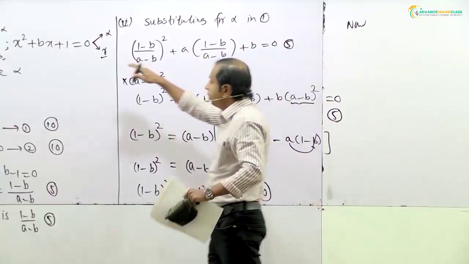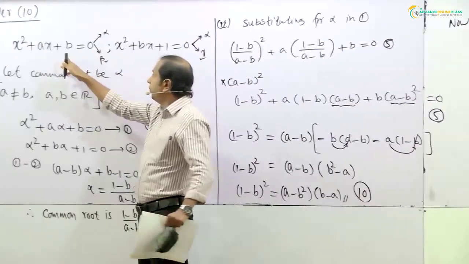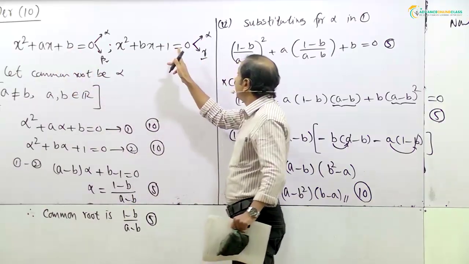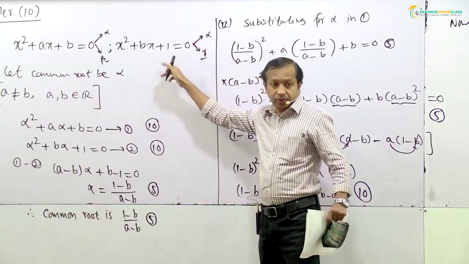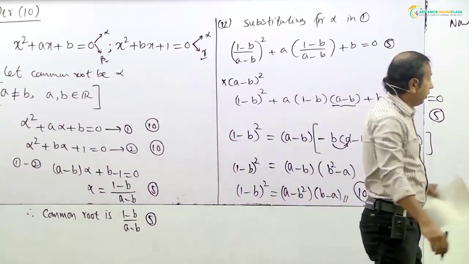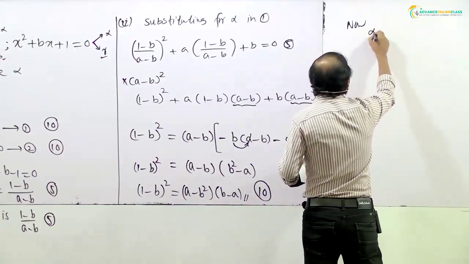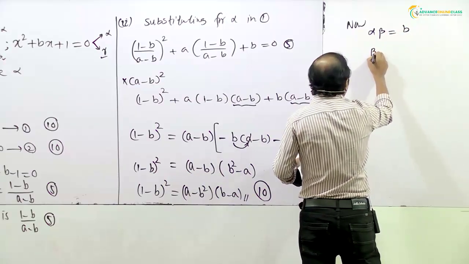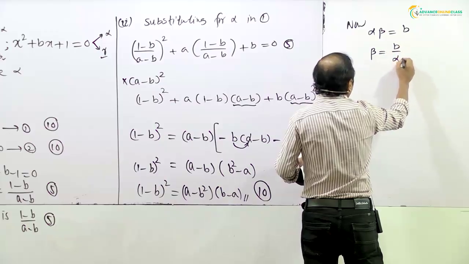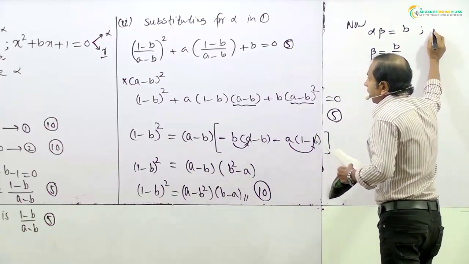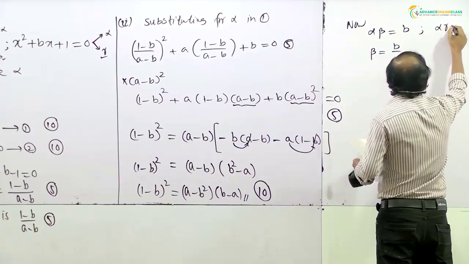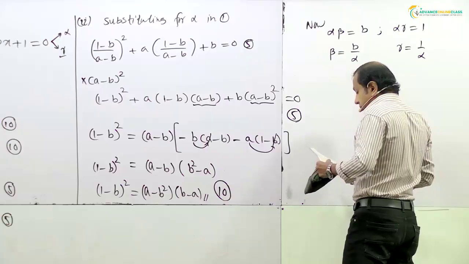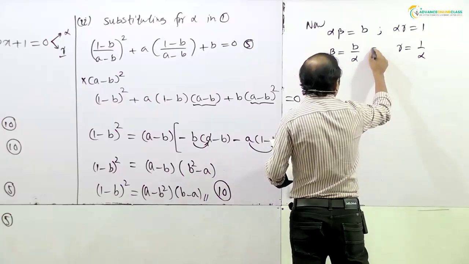Then you can write now. We know here the two roots are alpha and beta, no? Then alpha beta product we can write as B here. Alpha gamma product is 1. Understand? Now we can write alpha beta product is B, then beta equals B over alpha. And alpha gamma product is 1, then gamma is going to be 1 over alpha. Okay. For each, 5 marks coming.